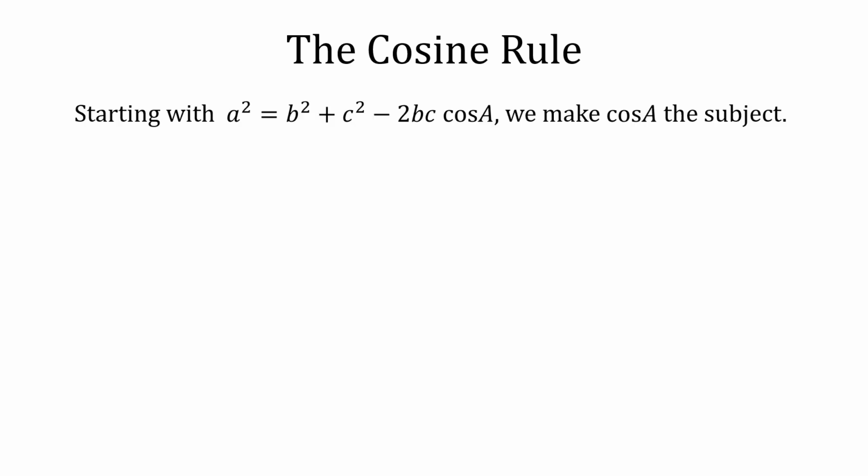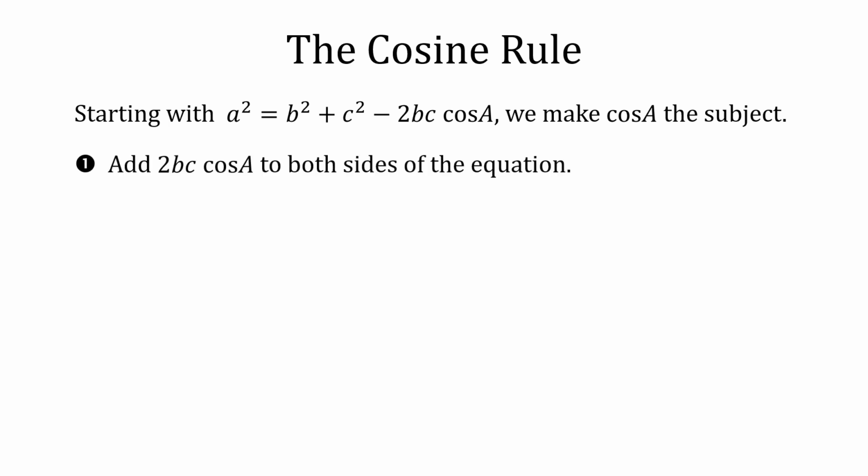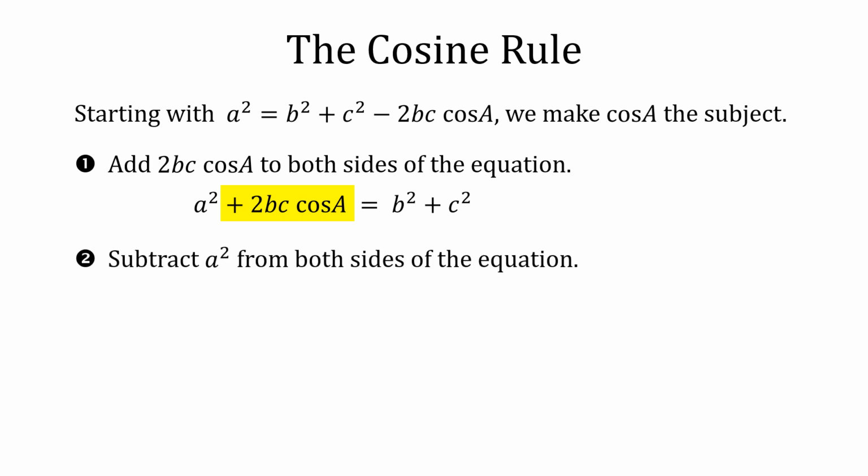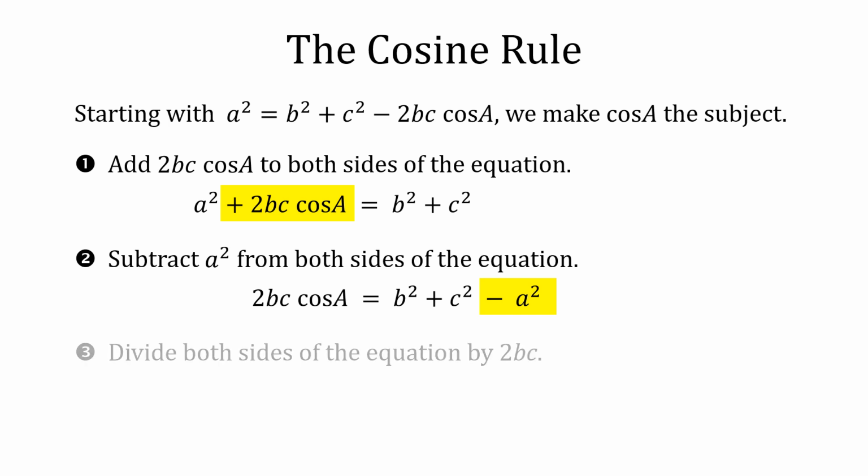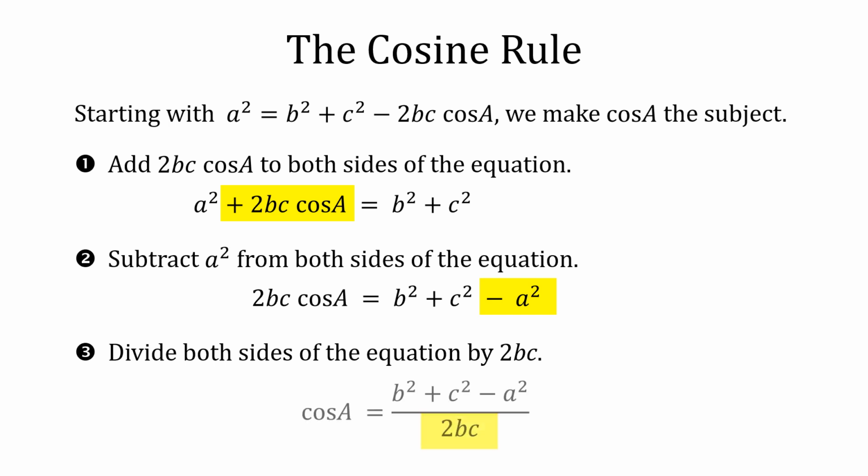We just need to do it in 3 steps, starting with the one given in the formula list. In order to make cosine a the subject, we add 2bc cosine a to both sides of the equation. Next, we subtract a squared from both sides of the equation so that what's left on the left-hand side is 2bc cosine a. And one final step, we divide both sides of the equation by 2bc, and that gives us cosine a as the subject, and that will be the second version of the cosine rule.